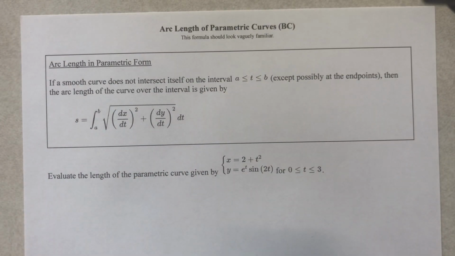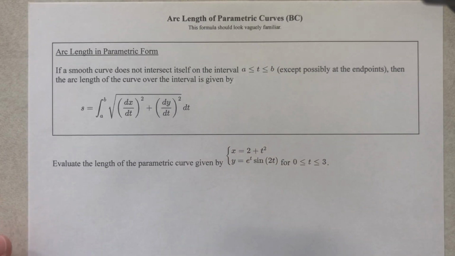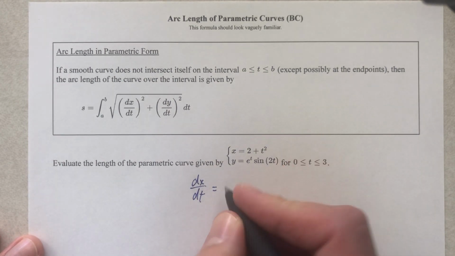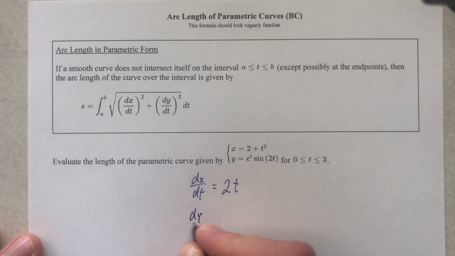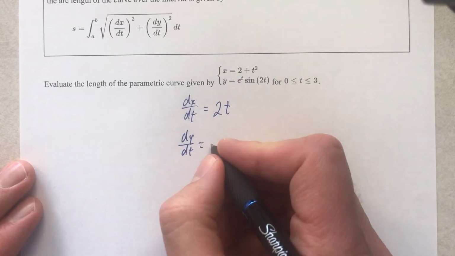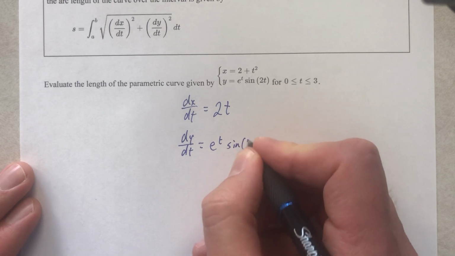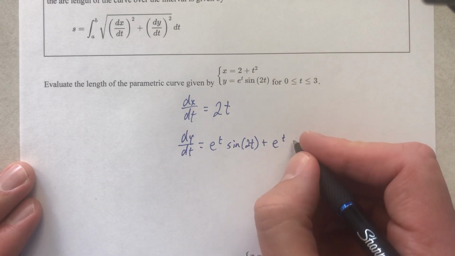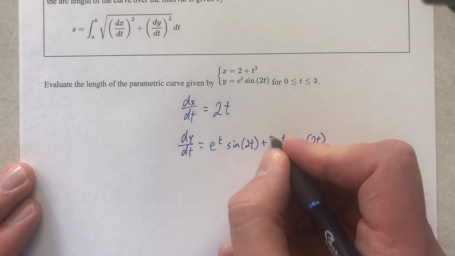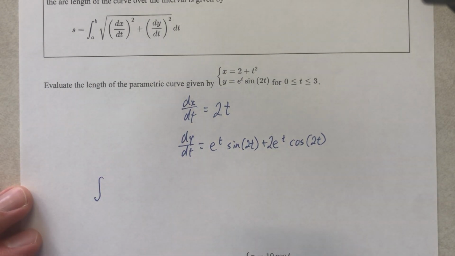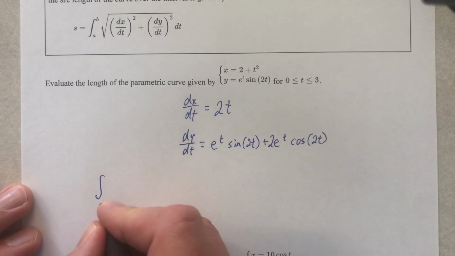We're going to evaluate the length of the parametric curve given by this. When we do that, we're going to need the derivative of x and the derivative of y. So let's do it. dx/dt is going to be 0 plus 2t. And dy/dt, I'm taking up lots of space here, is the complicated one. This is going to involve product and chain, and I think we got this. So f prime g plus f, and then the derivative of sine of 2t would be cosine of 2t times 2. We'll put the 2 in the front. And we're going to put all of this into that right there, on the interval from 0 to 3.